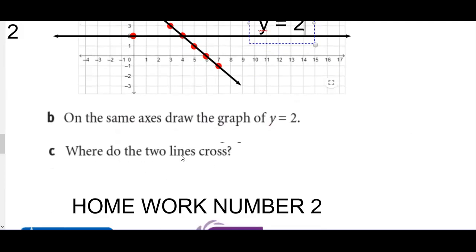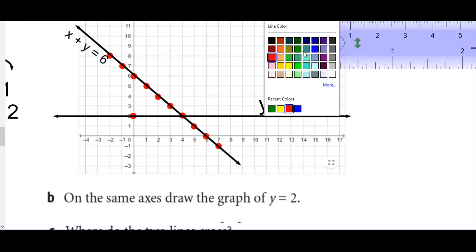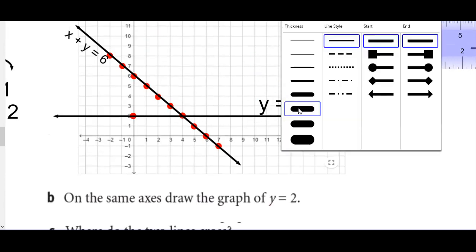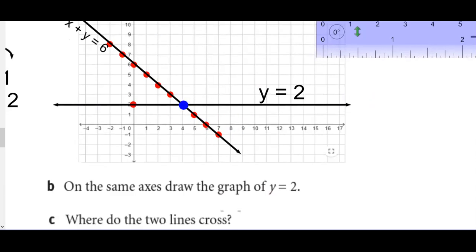Now, where do the two lines cross? Those two lines cross somewhere here. Let me use a different color so that you can see the point where the two lines meet. So this is the first line, which goes like this, and this is the other line, which goes like that. Now, where do the two lines cross each other? The two lines cross each other at that point, okay? Now, what is the question? The question is, where do the two lines cross?